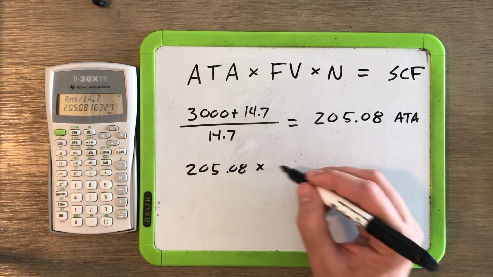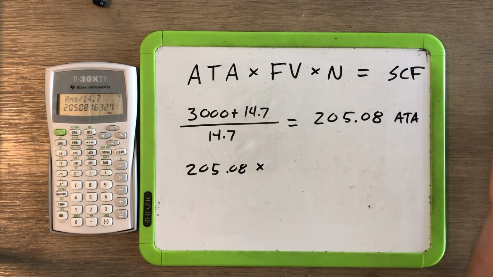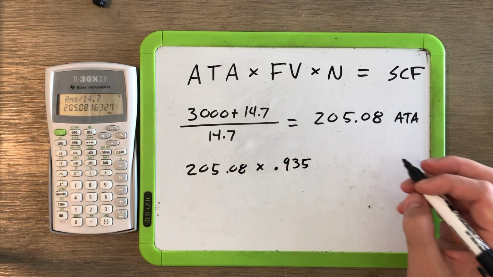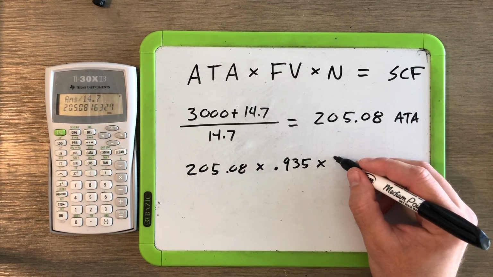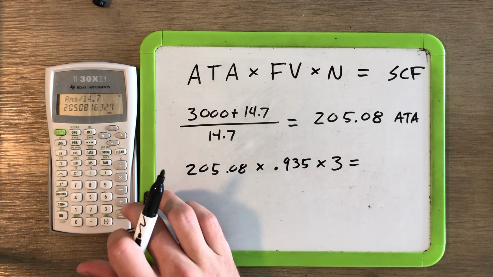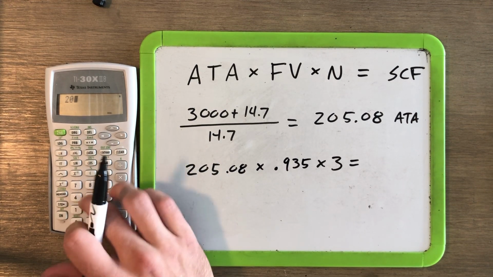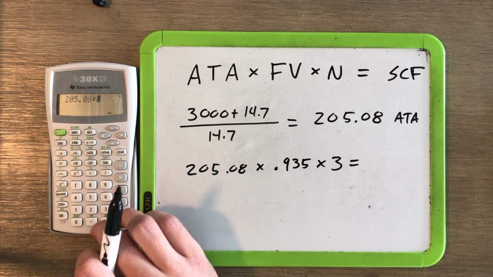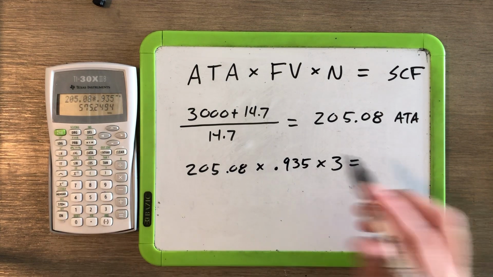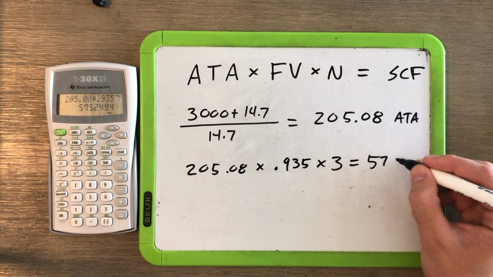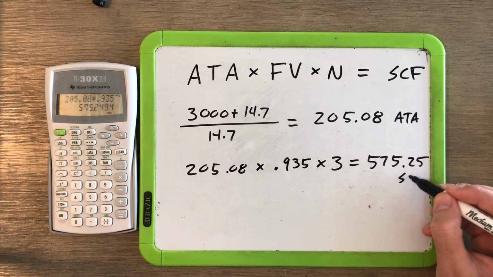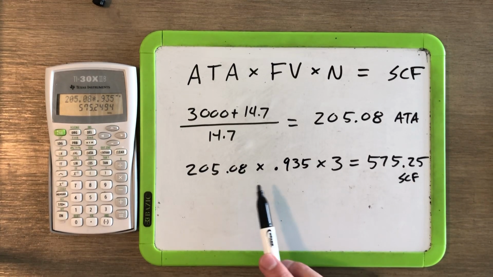So now that we have that, we're going to say 205.08 ATA times the floatable volume, which you look up in the formula manual. It tells you it's 0.935 per flask. And then we're going to multiply that by, we'll say we just have 3 of them. So all you do, once you have that set up, is multiply these numbers across to get your answer. So 205.08 times 0.935 times 3 is equal to 575.25 standard cubic feet.